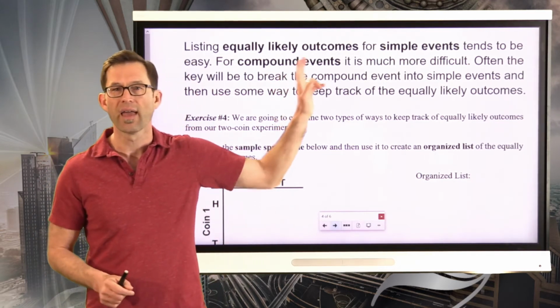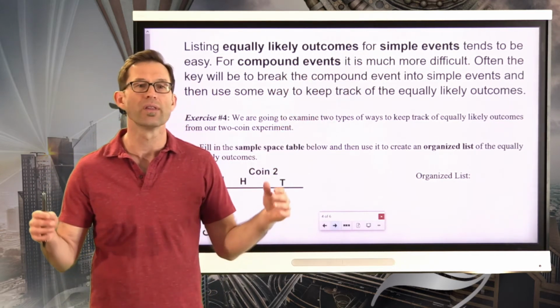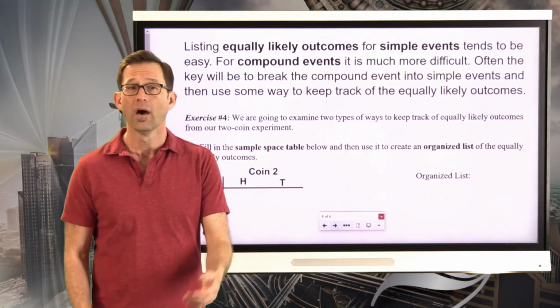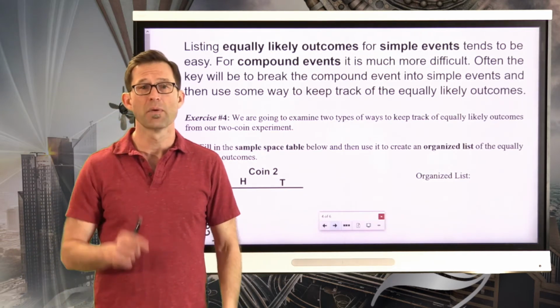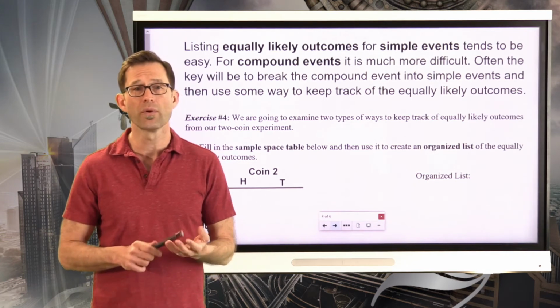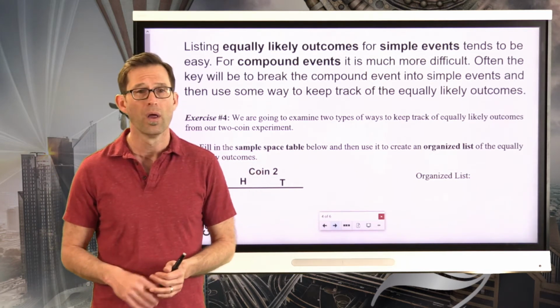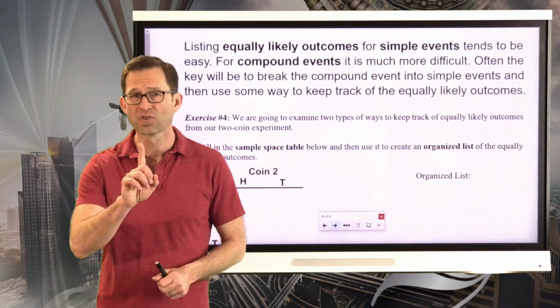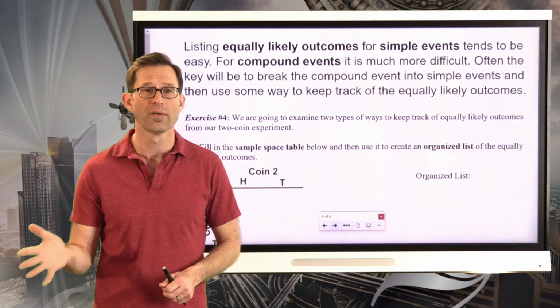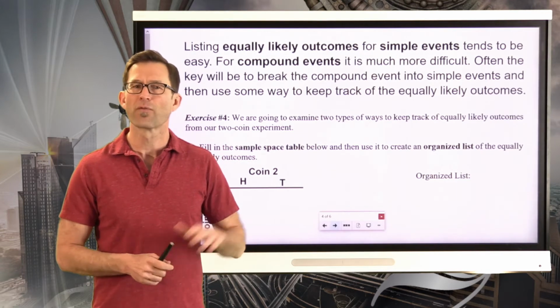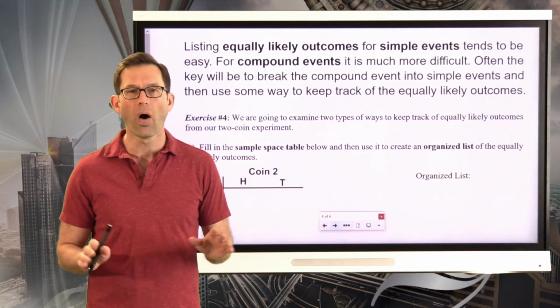Listing equally likely outcomes for simple events tends to be really easy, right? It's just like, oh, I spin a pointer and it could land on 1, 2, 3, 4, 5, 6, 7, 8, 9, 10. Or, I roll a 6-sided die just once and it can land on 1, 2, 3, 4, 5, 6. That's it. But for compound events, it's much more difficult.